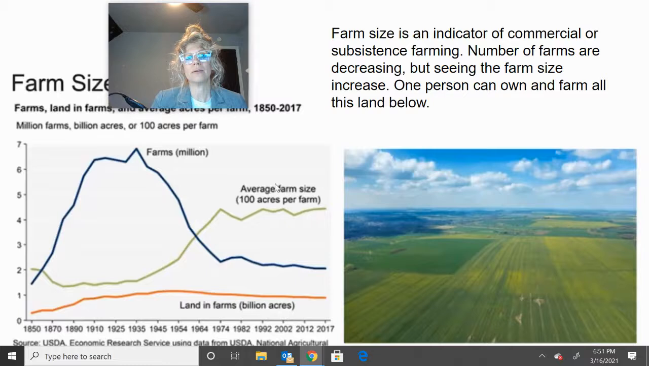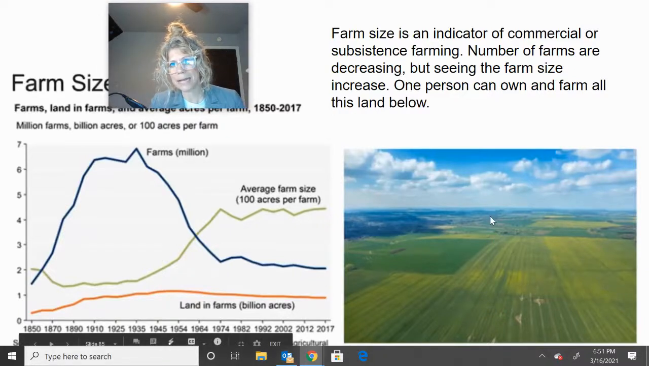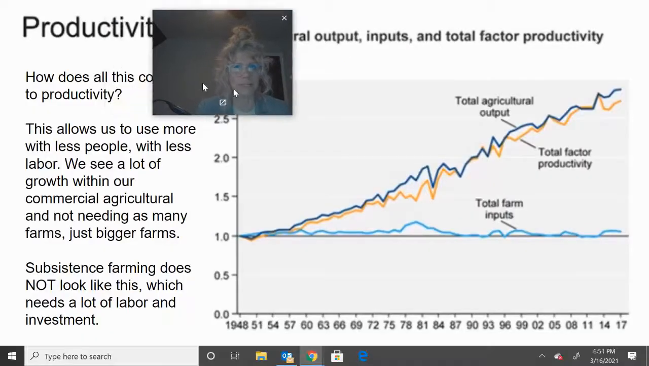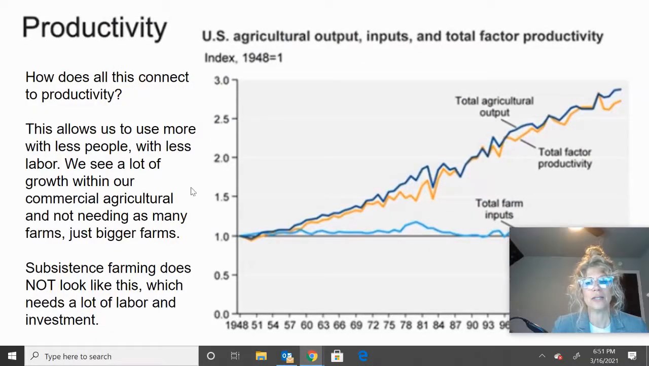Okay. And the reason that we see this in commercial is look at this picture right here. Like one person can own all that land and farm it all by themselves because, right, we have this machinery and equipment and advancement. All right, let's look at productivity. Hope you guys are getting the hang of this. How does this all connect to productivity?